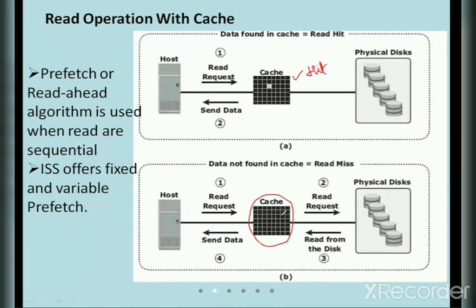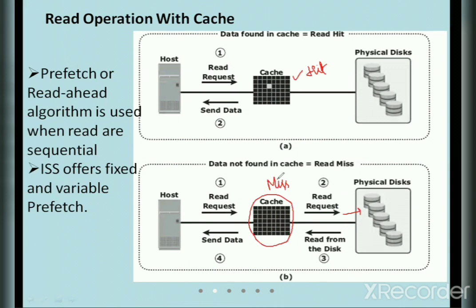If it is not there in the cache, it is going to search in the physical disk. That means you go to your drives and start searching for the content. When it is not available in the cache, that is called a miss. Please remember, it doesn't mean that the data is not available on the physical disk.